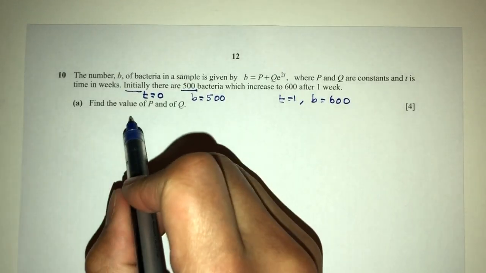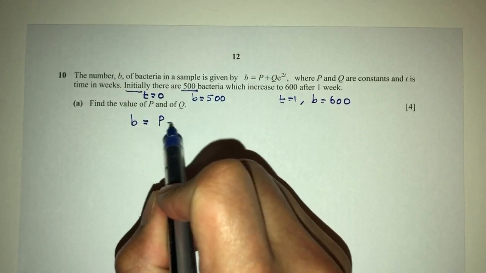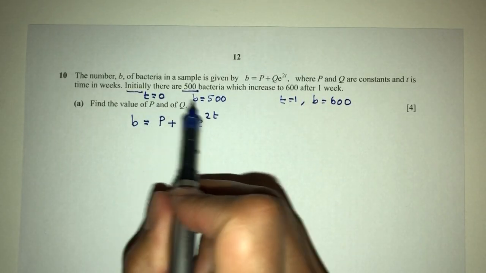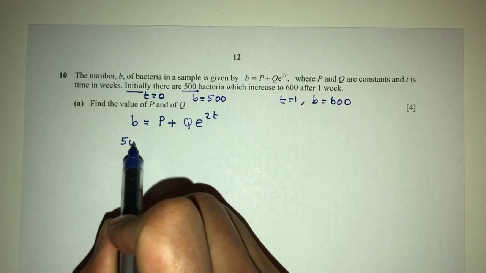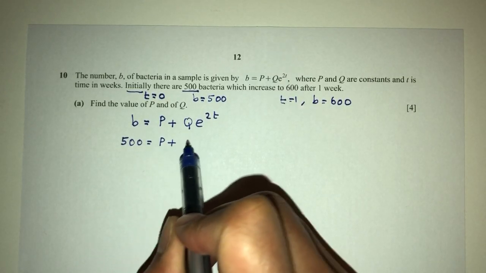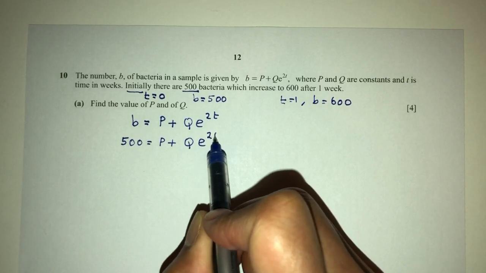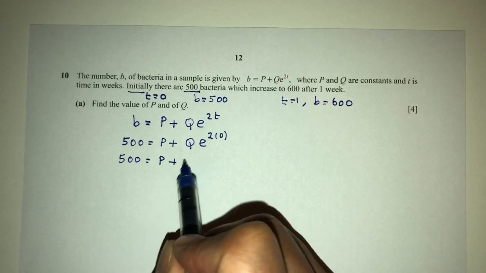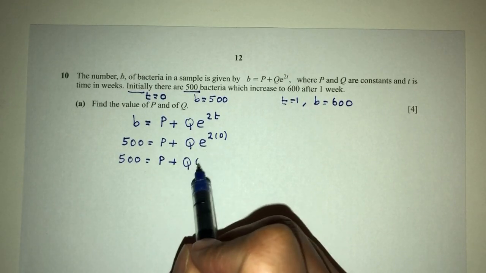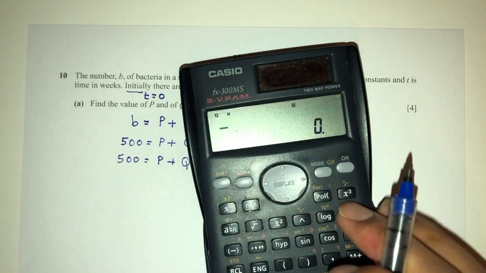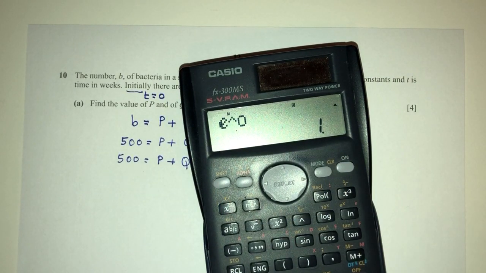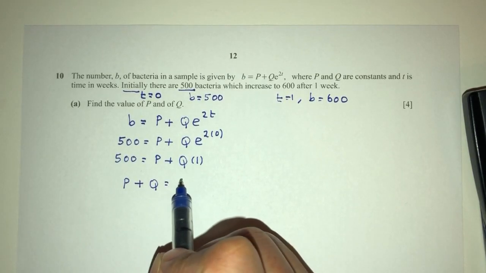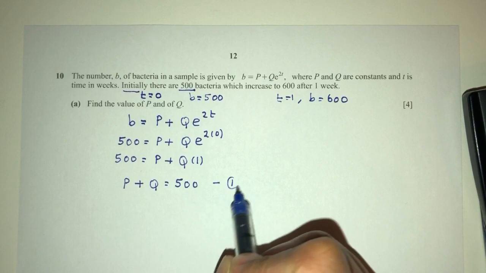So pretty easy. We are given the equation is P plus Q exponential 2T. So first one, when T equal to 0, B is 500. So 500 equal to P plus Q exponential 2 power 0. Now we have 500 is P plus Q. Exponential 0 is 1. You can try. Exponential power 0 should be 1. So anything power 0 is 1. Okay. Now we form our first equation. So P plus Q is 500. That is equation number 1.